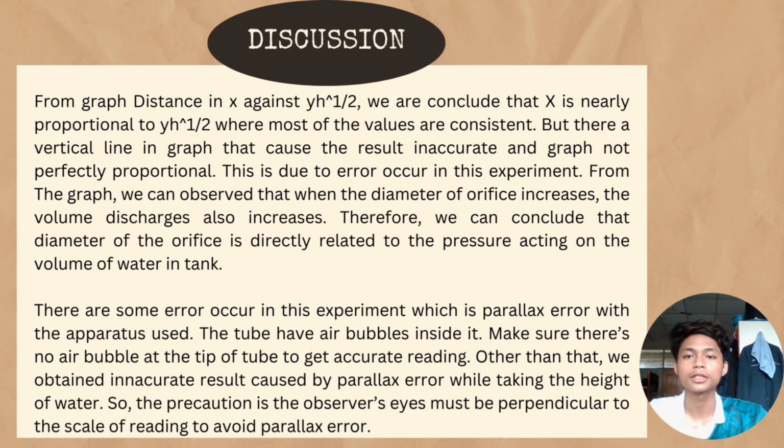So we go to the discussion. From the graph of distance x against square root of yh, we conclude that x is nearly proportional to square root of yh, where most of the values are consistent. But there are vertical lines in the graph that cause the result to be inaccurate and the graph not perfectly proportional. This is due to errors occurring in the experiment.